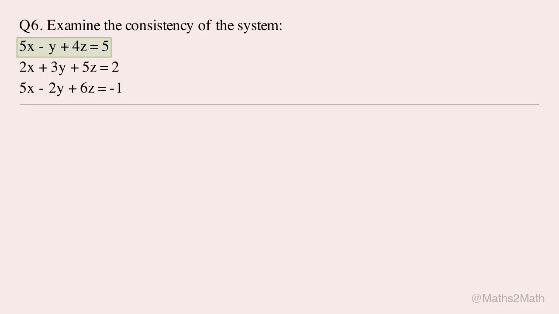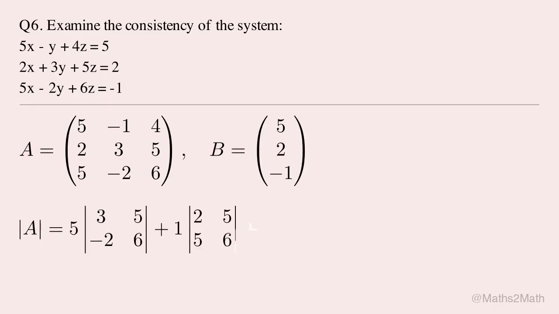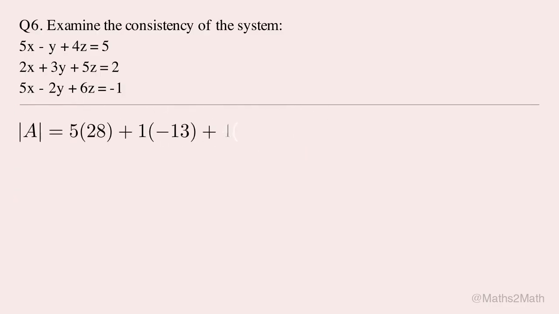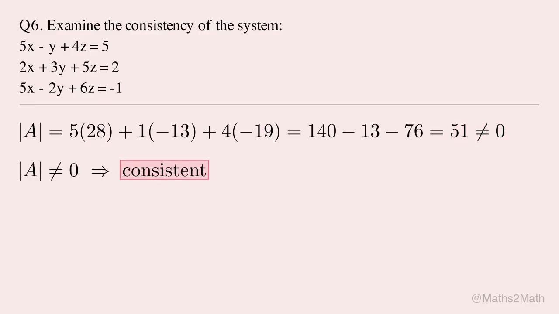Question 6. The last consistency check, a full 3 by 3 system. One determinant decides everything if it is non-zero. The coefficient matrix and right side. Expand along the first row, evaluating each minor. The minors are 28, minus 13, and minus 19, so the determinant is 140 minus 13 minus 76. 51, non-zero. A is invertible, so the system has a unique solution and is consistent.